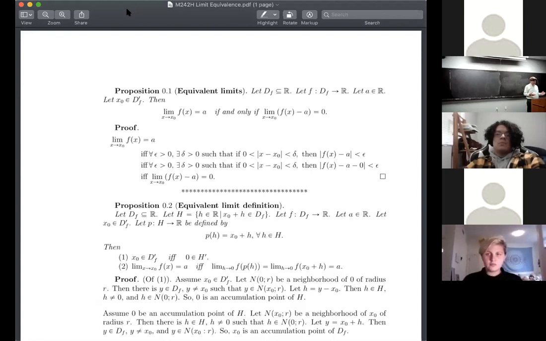What's the difference when you subtract 0? There isn't any. So if you believe one, you believe the other, and conversely. Once you write down what you mean, it's the same thing. So sometimes we're going to prove that f of x goes to a. Other times we're going to prove the difference goes to 0. The point is we now have a choice.